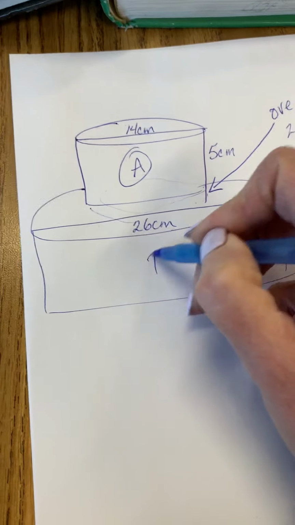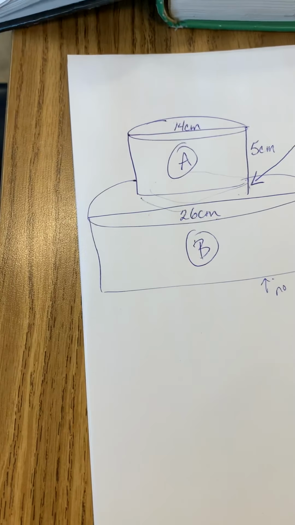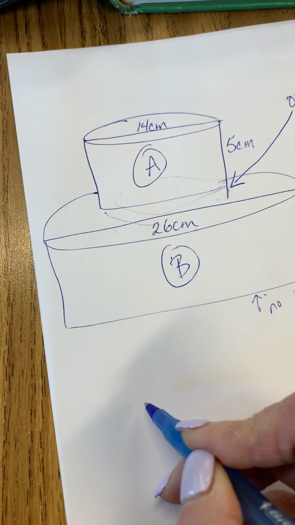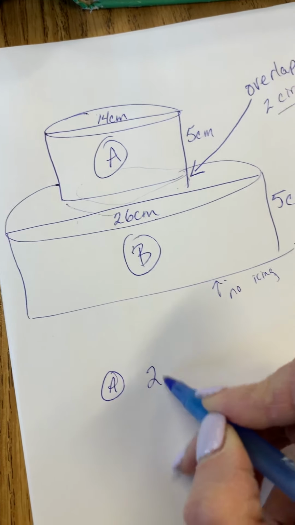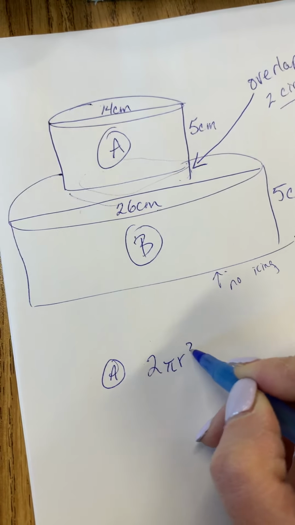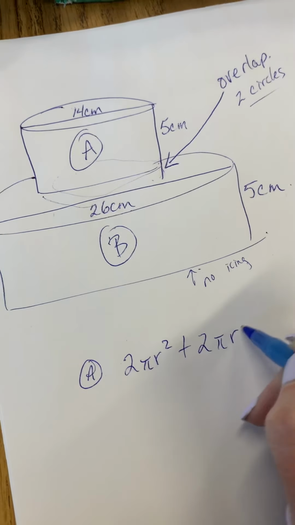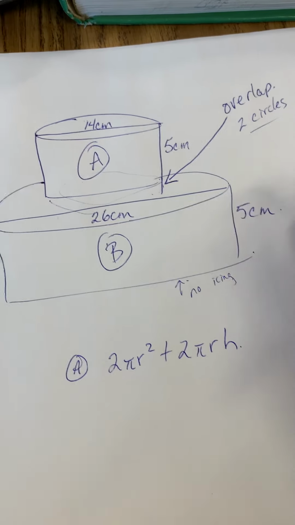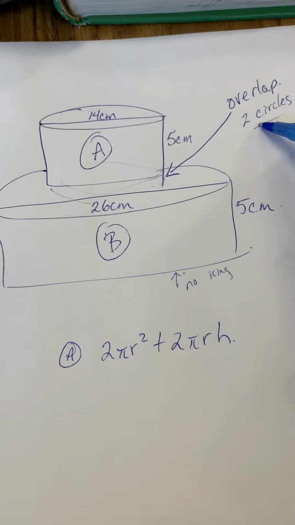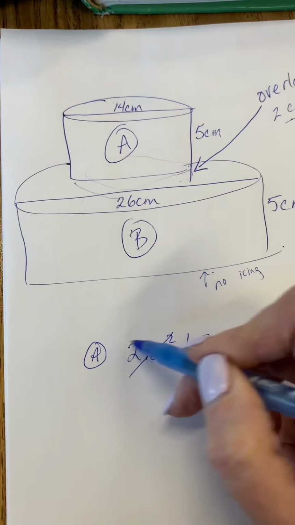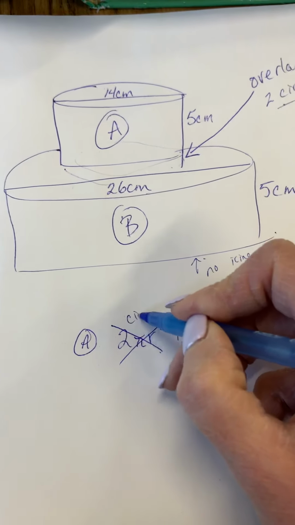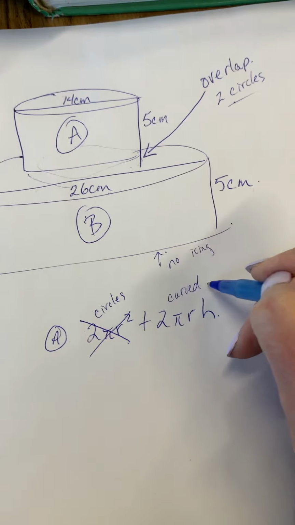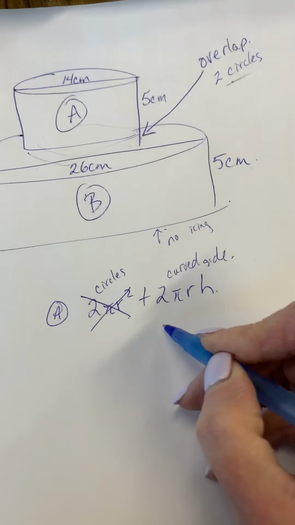Remember, I always label these piece A or piece B. So we're going to start with piece A. Okay, circle or cylinder A. And so I always start by writing down the entire formula, 2 pi r squared plus 2 pi rh. And now I'm going to think to myself, I get rid of my overlap immediately. So what's the overlap for this one? 2 circles. So I'm going to eliminate that part of the formula. And this is like, let's call it the curved side. So that's all I have to worry about now.